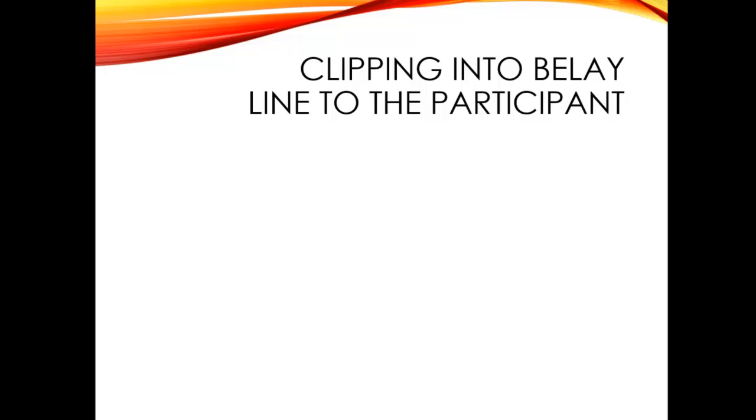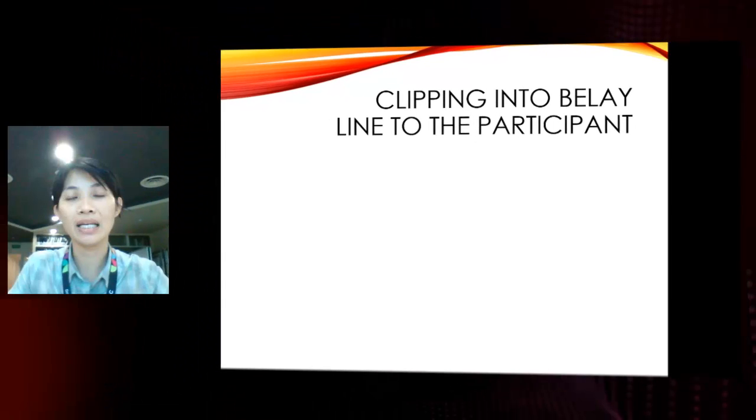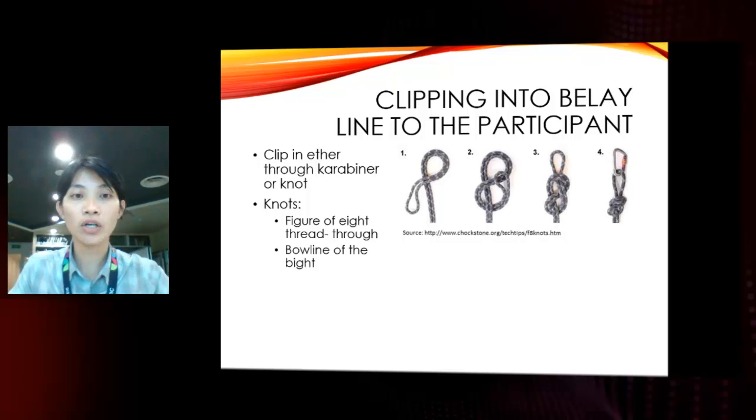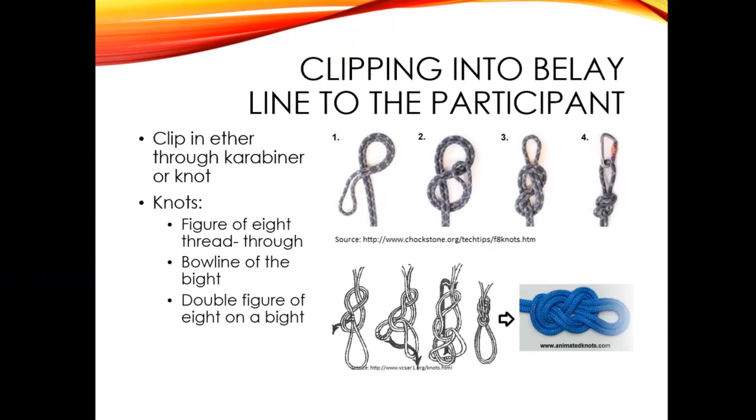Now, you may also ask, what knot do I tie to clip the belay line to the participant? Commonly, in Singapore, we usually clip to the carabiner or we tie a knot directly to the participant's harness. The knot that you have been using so far in climbing is a figure of 8 thread through. What is less common is a bowline on a bight, as seen in the diagram over here, as well as a double figure of 8 on a bight. You'll see more of that in climbing, but essentially these two knots are less used in the local context.